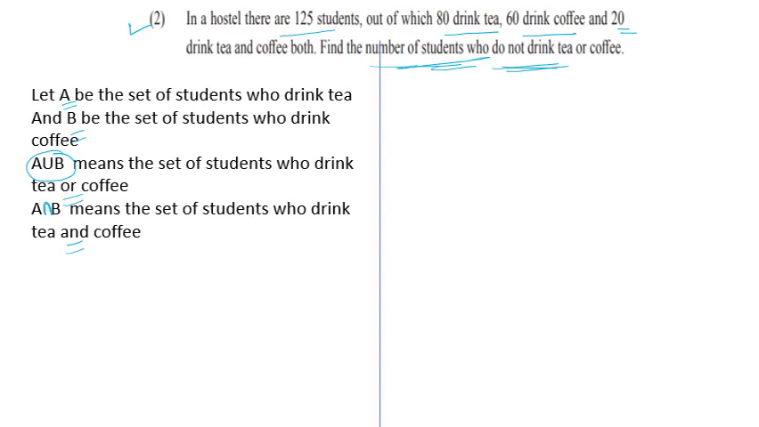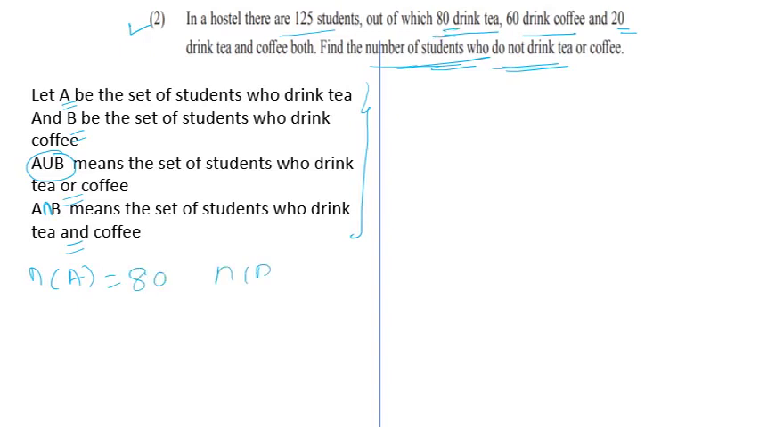म्हणजे जे काहीच पित नाही अशी मुलं आपल्याला काढायचे आणि आपण जे चारही सेट कन्सिडर केले तिथे मुलं काही ना काही ड्रिंक घेतात. ओके, now see, first we will find n of A. N of A means what? Number of students who drink tea. See, how many students are given? 80. Therefore n of A equal to 80.